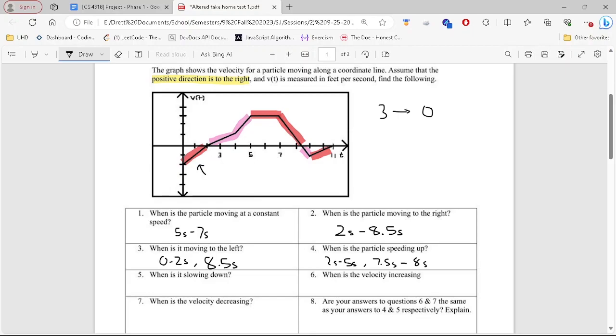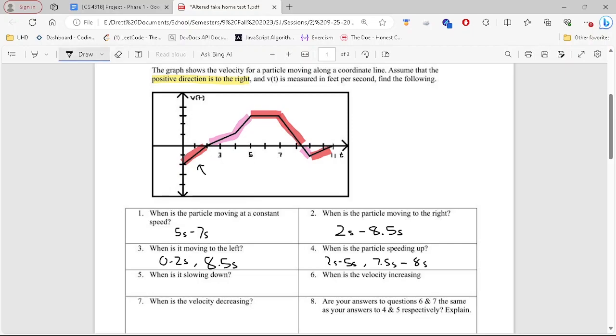What about here? The slope is positive. Why isn't this qualified as speeding up? Why is this slowing down? I'll show you. Let's take the values. At 0 seconds, the velocity is negative 2 feet per second. And then at 2 seconds, the velocity is 0 feet per second. If we disregard the signs, this goes from 2 to 0. And we can see that 0 is less than 2. You can see that.